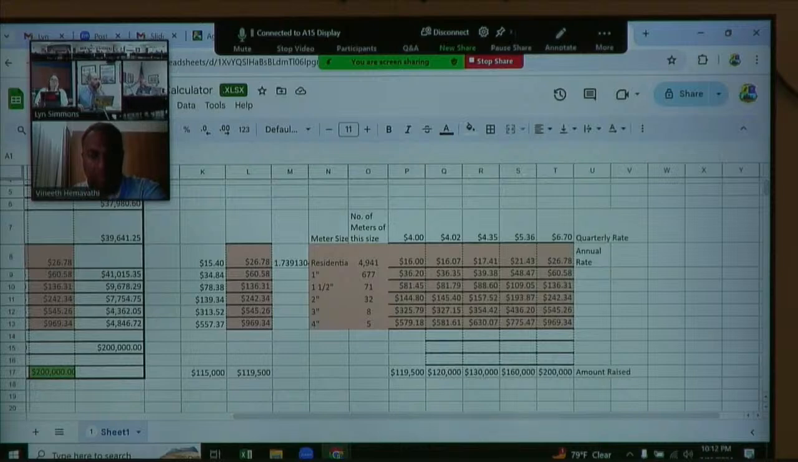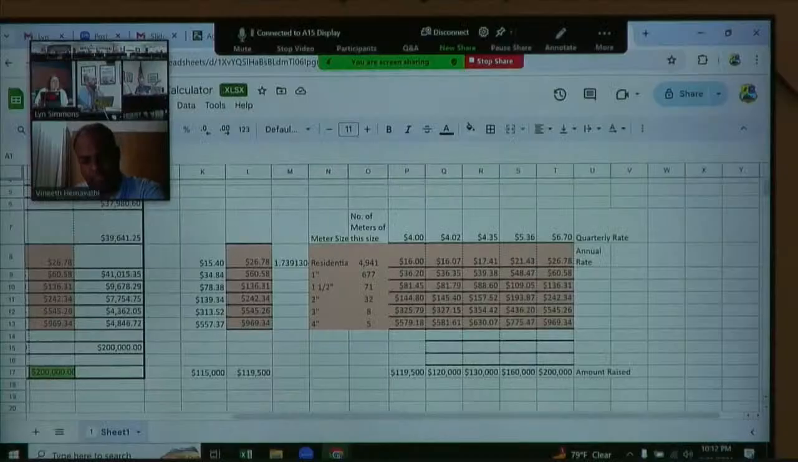Because what you're not seeing is all the stuff to the left that does all the hard work, the calculations. But what that's just showing is, frankly, this is dynamic enough, and I've shared it with Ian in the past, that the DPW can go in and say, no, there's really 4,938 meters this size and really 12 meters this size. They can change all that stuff and the number will calculate.